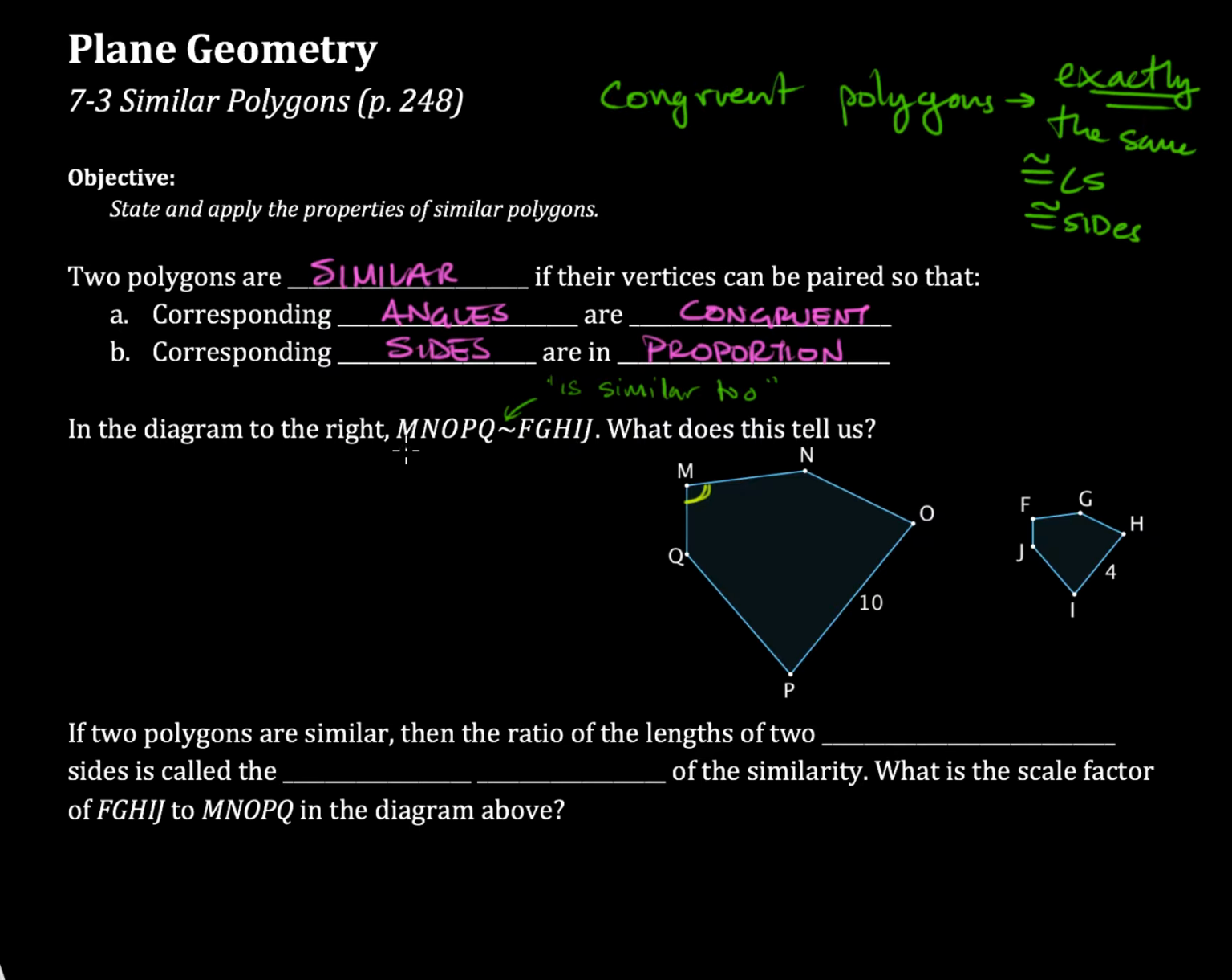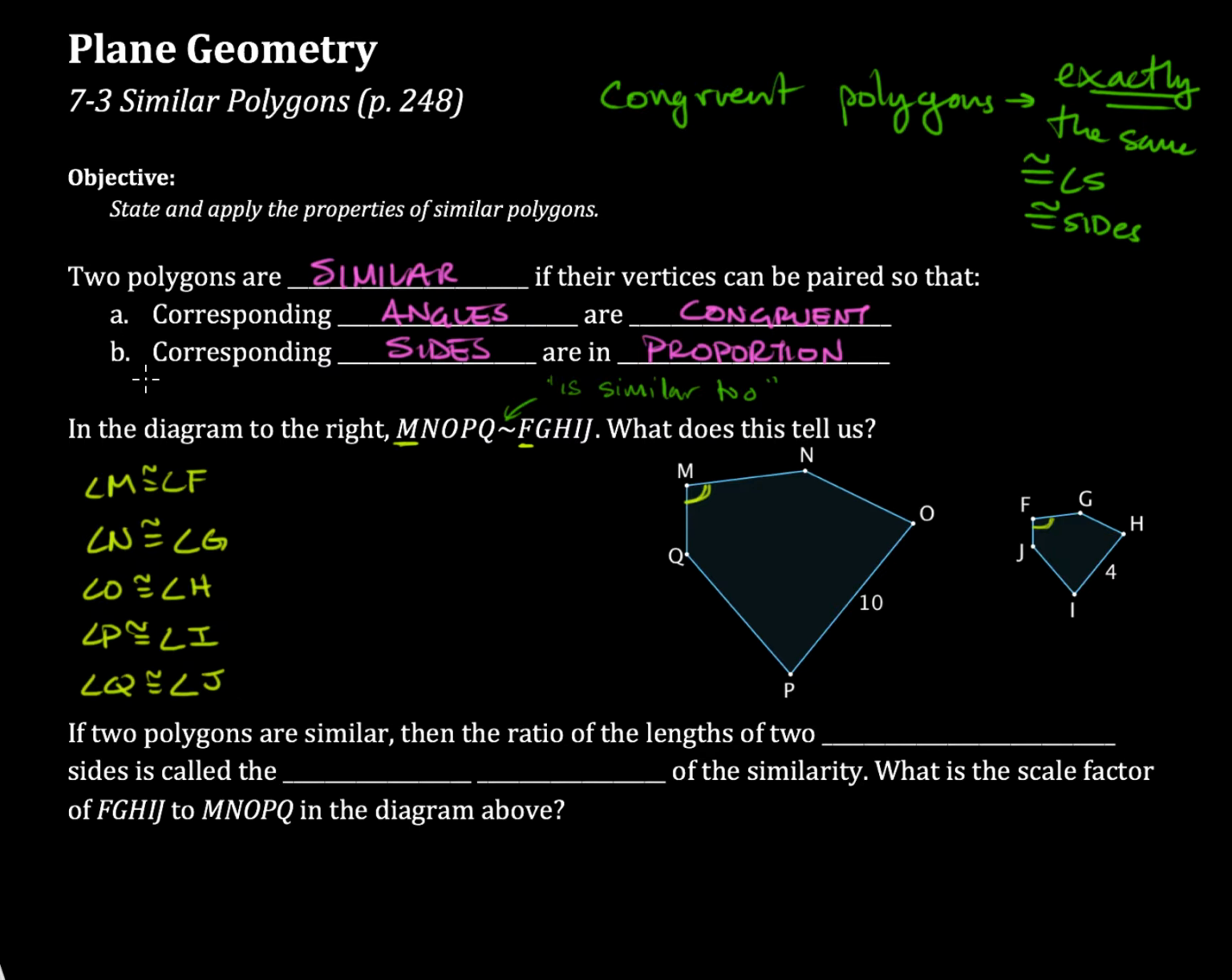We look right here at this statement. M corresponds to F. So I know that angle M is going to be congruent to angle F. And then I can move around my polygons here, right? I know that angle N is going to be congruent to angle G, angle O will be congruent to angle H, angle P will be congruent to angle I, and angle Q will be congruent to angle J, right? All the corresponding angles will be congruent.